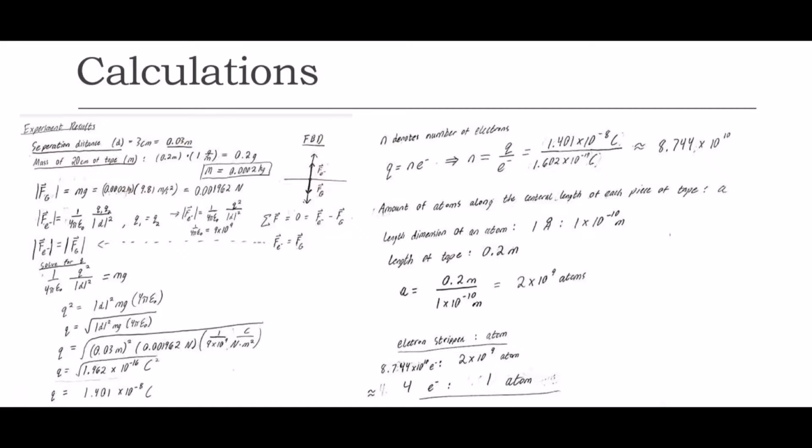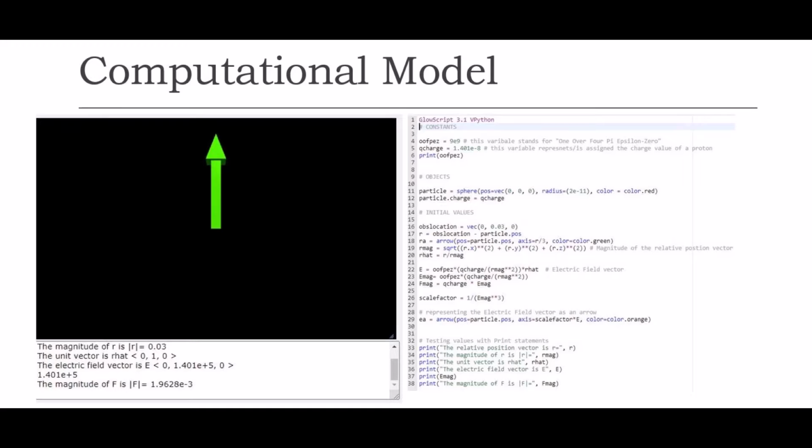determined the number of atoms along the central length of each piece of tape, which is denoted as A, by dividing the length of the tape by the dimension of an atom, which equaled 2 times 10 to the 8th atoms along the length of the central tape. And from this, I created a ratio of electrons stripped from each atom, which reduced down to 4 electrons per atom. 4 electrons were stripped when trying to charge these pieces of tape, as you can see on the left.